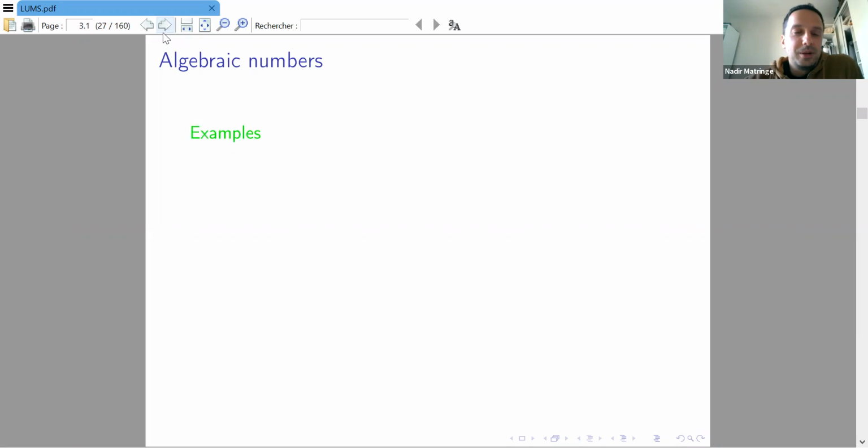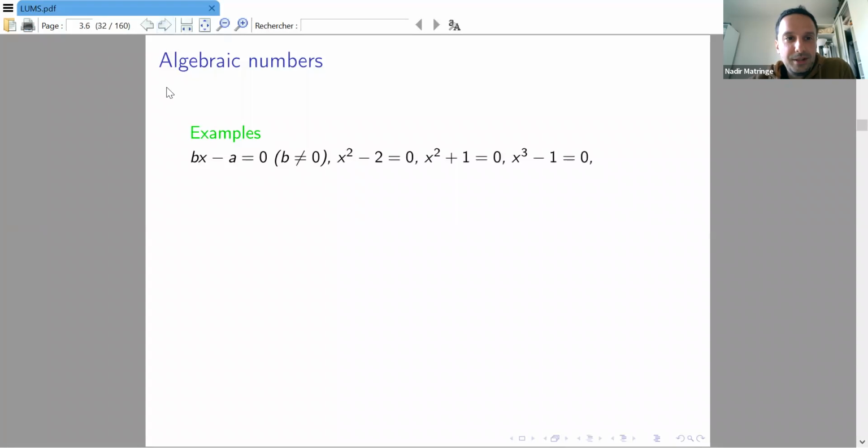So let me give you some examples of quite well-known algebraic equations. This is a very obvious algebraic equation, with b and a integers and b non-zero. This is also a well-known one. This is a very famous one. This is a cubic algebraic equation. And this one is somehow different from the other ones.